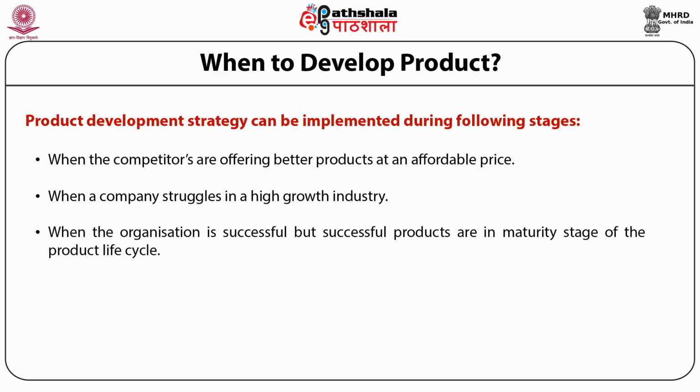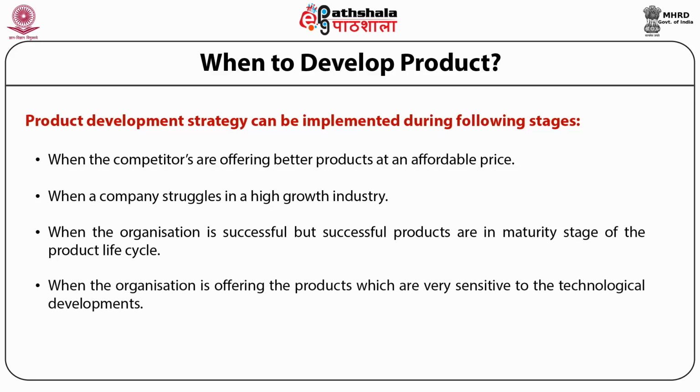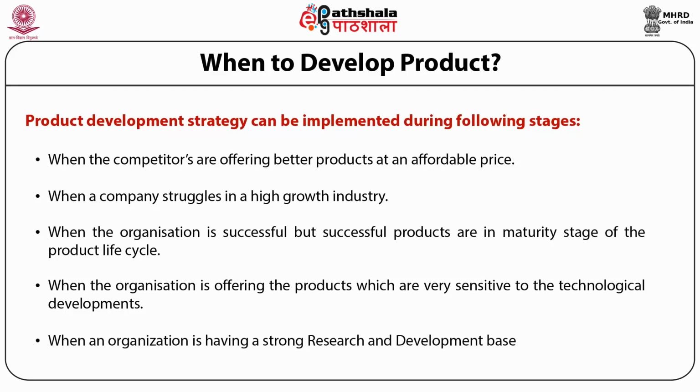When the organization is successful, but successful products are in the maturity stage of the product life cycle. So either you change the life cycle of the product or you choose to come up with new products that can help you to sustain in the long run. When the organization is offering products which are very sensitive to technological developments. I discussed earlier that a technology firm chooses new products as a growth option. When an organization has a strong research and development base, that's a good condition to constantly come up with new products that exceed the expectations of the consumers.